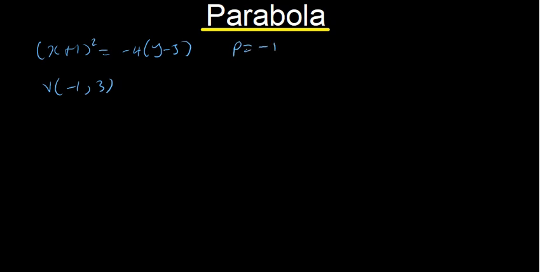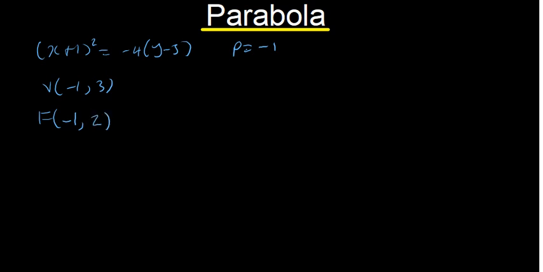Okay, so meaning our focus is going to be (h, k + p). Our h is -1, and k + p: our k is 3, then plus p, which is -1. That just gives us 2 as our focus.